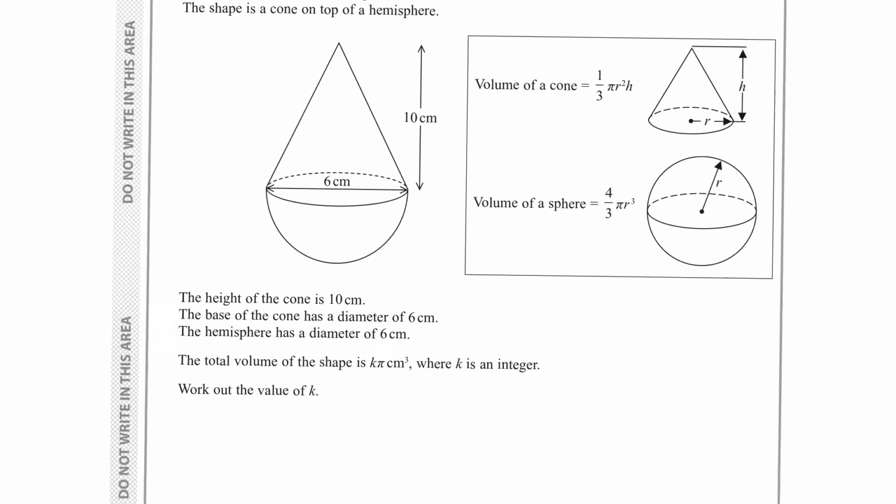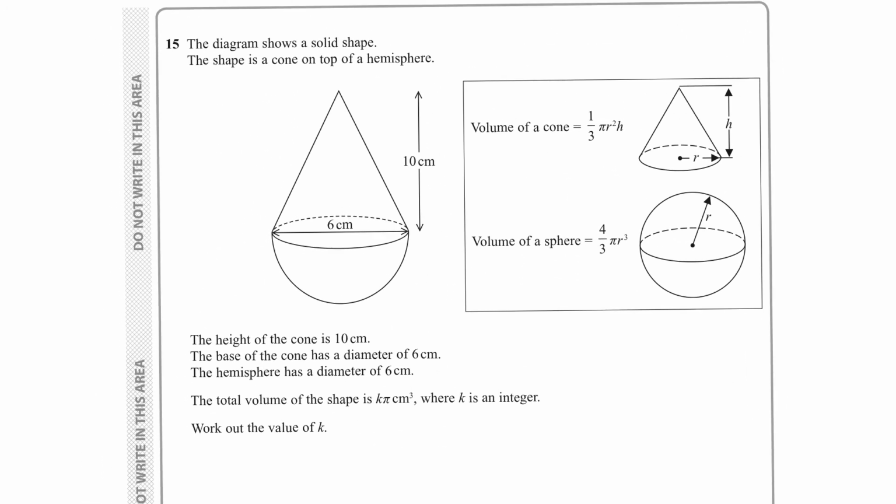Question 15 gives us a diagram of this solid shape. It's a cone on top of a hemisphere. It's given us the height of the cone, the base of the cone, and it's given us that the hemisphere has a diameter of 6. It says that the total volume of the shape is k pi, where k is an integer, so it wants us to work out k. Essentially, we're just going to work out the volume of the cone and the hemisphere, add them together, and that will help us work it out.